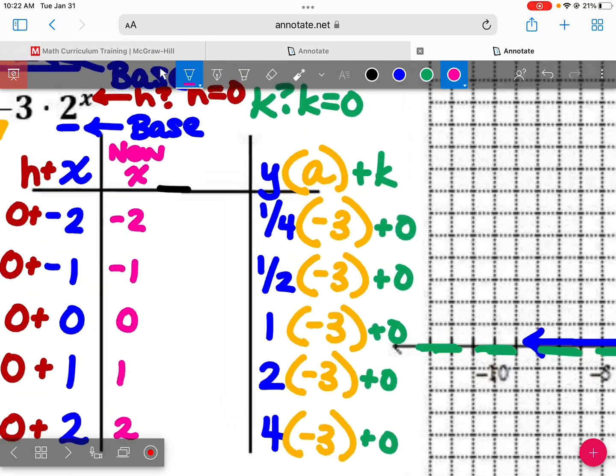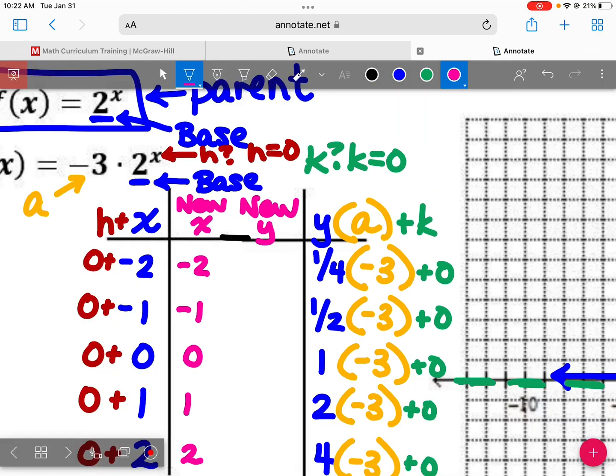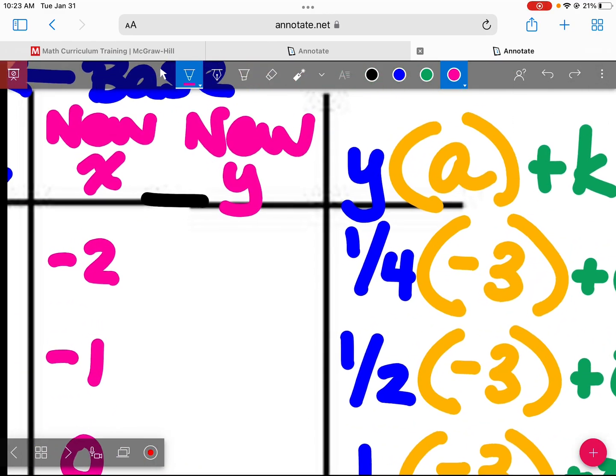Let's find our new y values so that we can plot this. I'm going to do 1/4 times -3 plus 0. Grab your calculators. We want decimal approximations. 1/4 times -3 plus 0. Negative, how much? I got something a little bit different, but it's very close. I got negative 0.75.